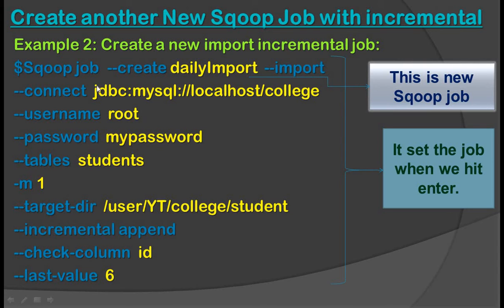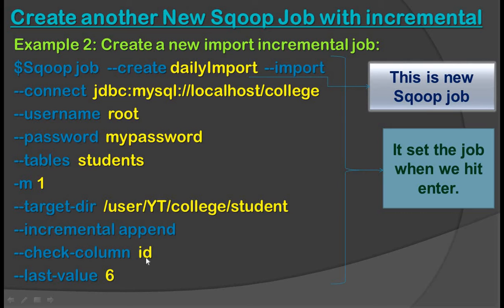So here is the statement: sqoop job --create, the name of the job, daily_import, -- import --connect jdbc:mysql://localhost/college, where college is the name of the database, --username root --password my password --table students -m 1, which means we are going to execute only one mapper, --target-dir the path of the target directory, --incremental append --check-column and the check column value.